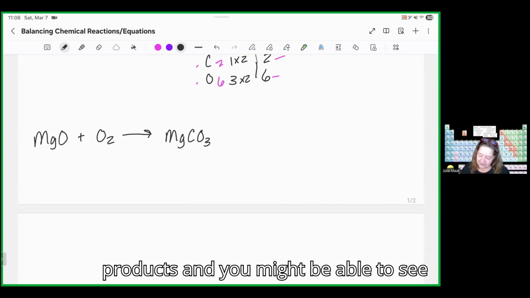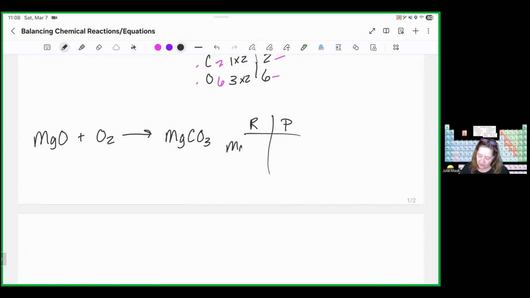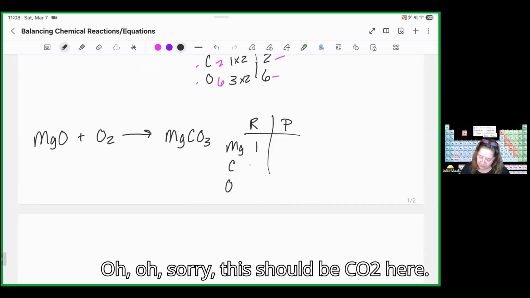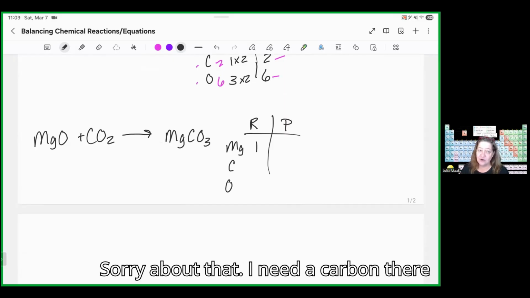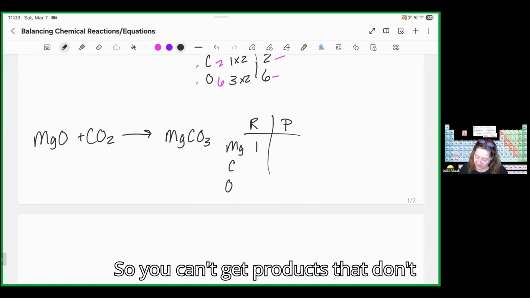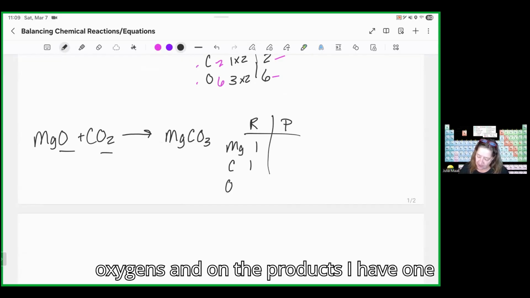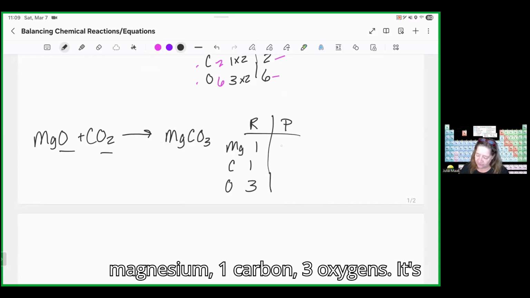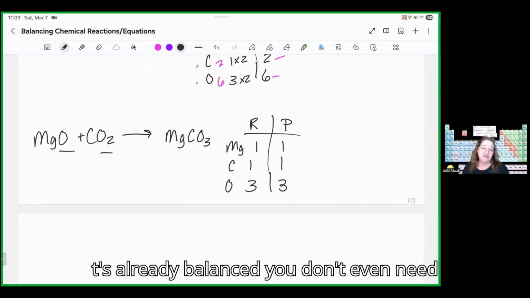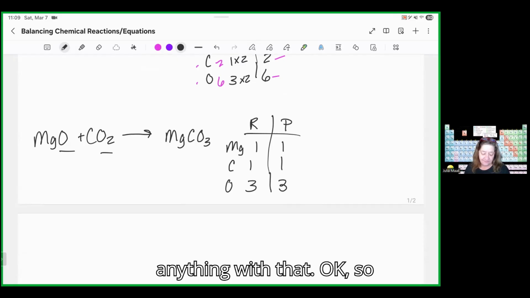So if we do our reactants and our products, you might be able to see this just looking at it. I've got 1 magnesium. Oh, sorry, this should be CO2 here. Sorry about that. I need a carbon there because I have a carbon on the products. You can't get products that don't go in. So 1 carbon and 3 oxygens. And on the products, I have 1 magnesium, 1 carbon, 3 oxygens. It's already balanced. If you can see it's already balanced, you don't even need to do the chart. It's 1, 1, 1. You don't need to do anything with that.